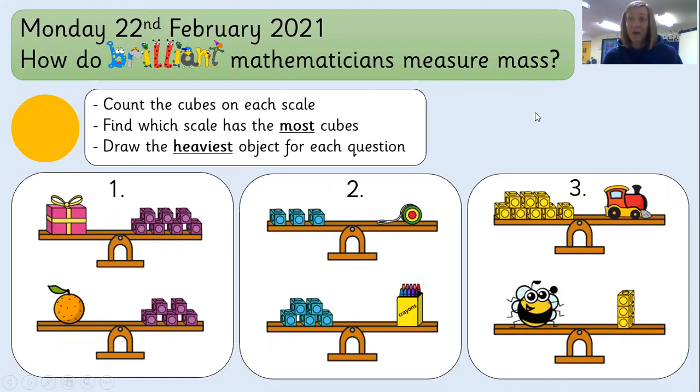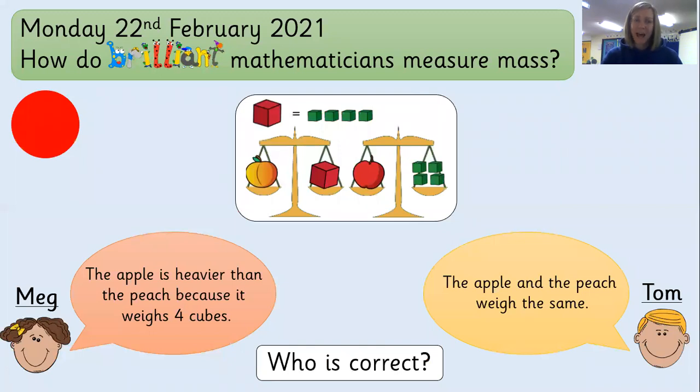So if you're going to have a go at the yellow task, you can pause the video here and have a go. And if you're up for the red task, have a look at this, because we've got Meg and we've got Tom, and they're trying to find out who is correct. And they're looking at this picture here. They're looking at a peach with this big red cube, and they're looking at this apple with 4 little green cubes. And there's something up here that might give you a little clue to find out who is right.